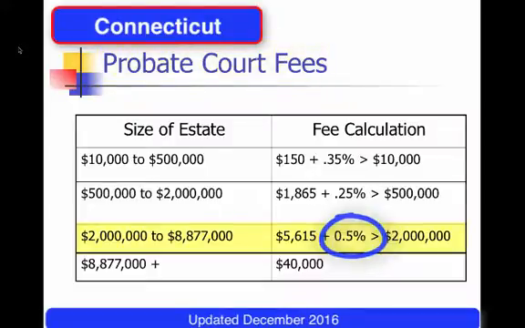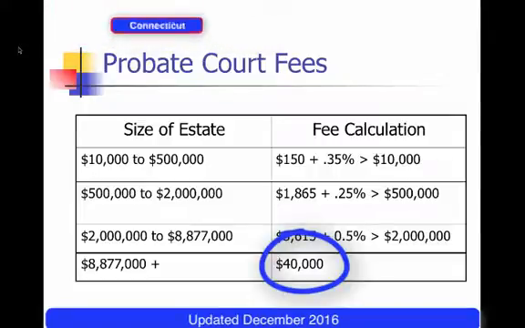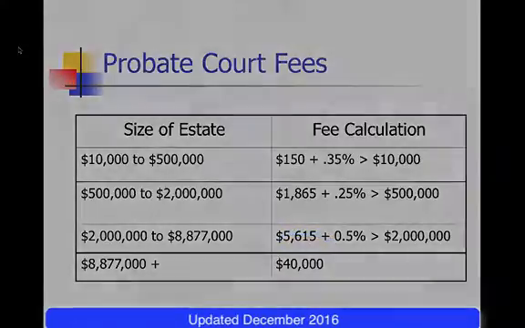When the size of the estate gets to $8,877,000, the probate court fee is capped at $40,000. The $40,000 cap was made effective July 1, 2016, after an uproar resulted when previous legislation removed the cap. The capless system lasted for 1 year until July 1, 2016, when a cap was reinstated at $40,000.